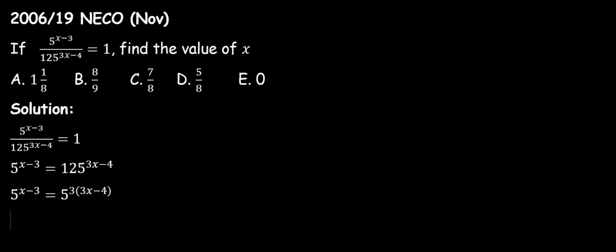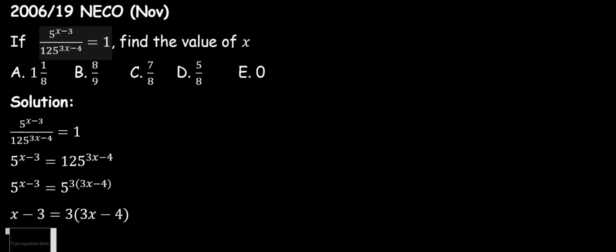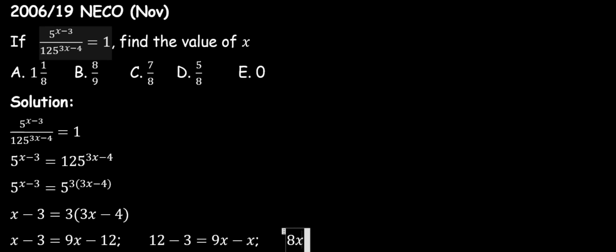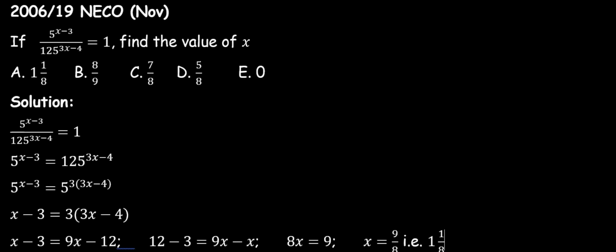So we now have x minus 3 will be equals to 3 into bracket 3x minus 4, close the bracket. Opening up the bracket, we now have x minus 3 will be equals to 9x minus 12. 3 just multiply values inside the bracket. That's why you have 9x minus 12. Then collecting like terms together, we now have 12 minus 3 will be equals to 9x minus x. Then result will be 8x will be equals to 9 and x will be equals to 9 over 8, which is one whole number 1 over 8.